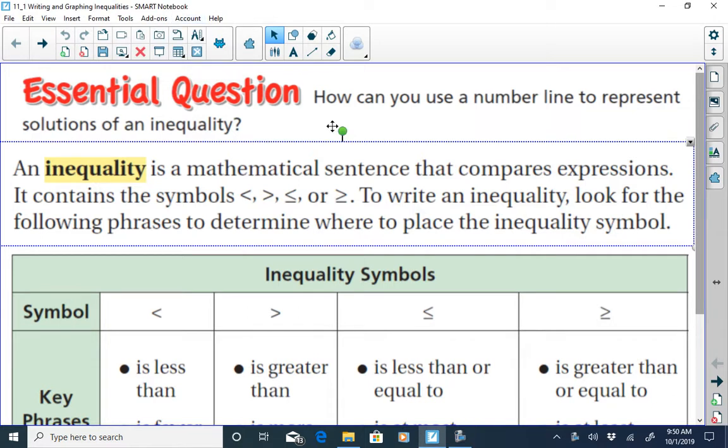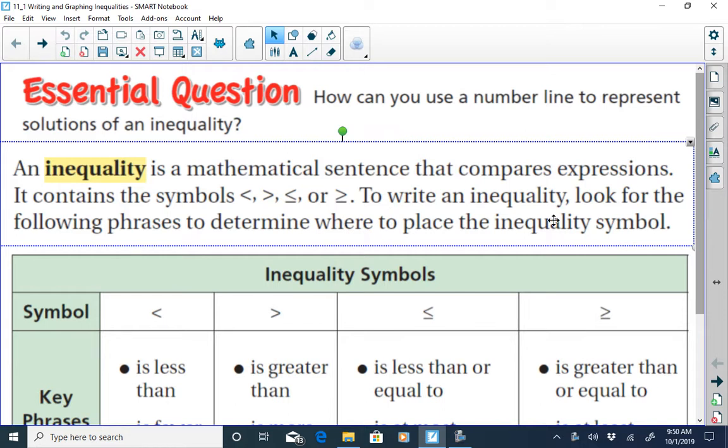Our lesson today is to be able to write inequalities and to be able to represent situations using inequalities. The essential question: how can you use a number line to represent solutions of an inequality? Well, what do we mean by an inequality? It is a math sentence that compares expressions. It contains the symbols less than, greater than, less than or equal to, or greater than or equal to.